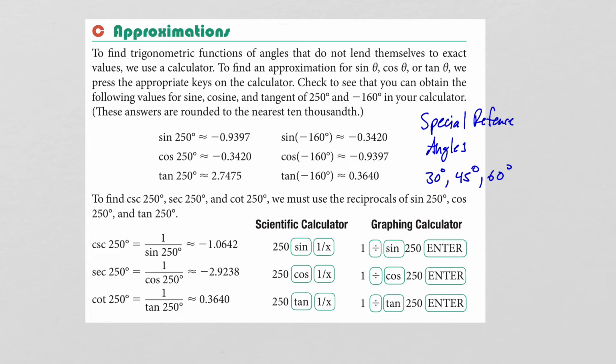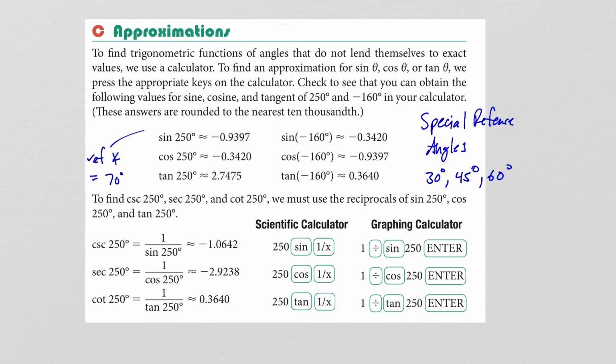So if you have an angle like 250 degrees, the reference angle for 250 is 70 degrees, right? So the reference angle here is 70 degrees. That's not special. You won't be able to find the sine of 250 without using the calculator, because we don't know anything about 70 degrees, right? We only know about sines, cosines, and tangents of special angles, namely 30 degrees, 45 degrees, or 60 degrees.